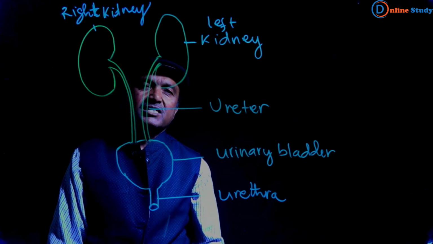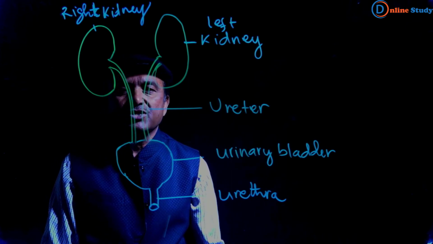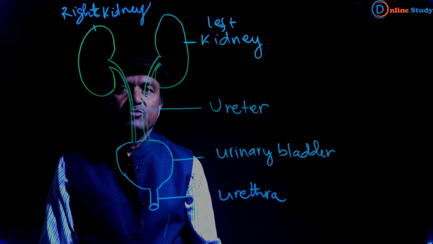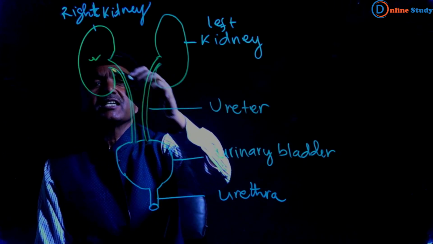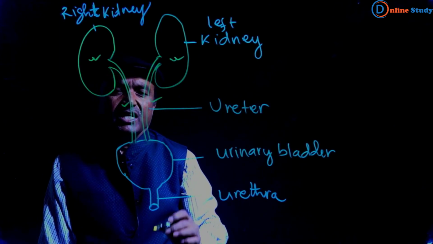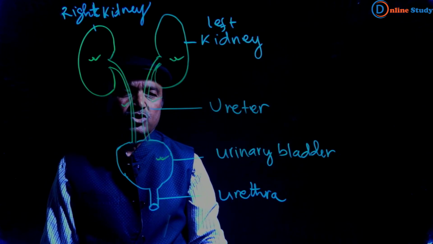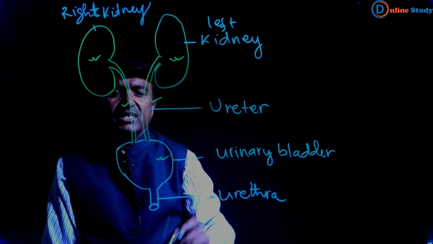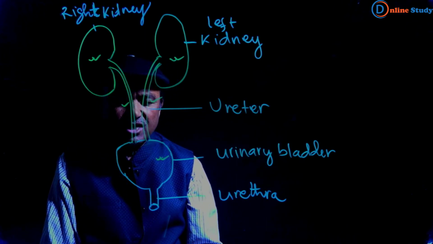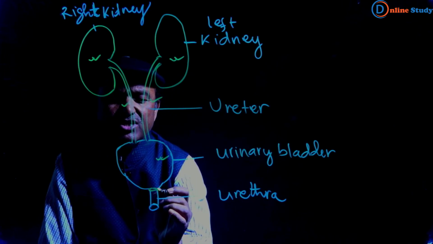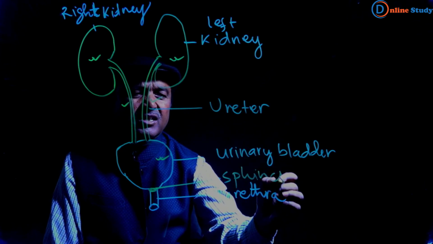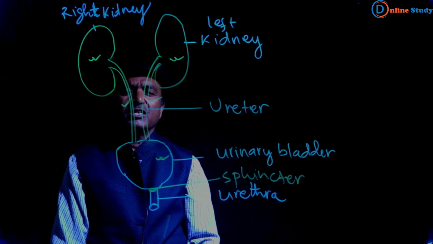So we have discussed the organs which help in excretory system or urinary system. Two kidneys, the right and left kidney. These two structures are ureters, and the structure which stores urine is urinary bladder, and urethra helps to take out the urine from urinary bladder to outside the body. And here is a sphincter also. Sphincter controls the outlet of urine.